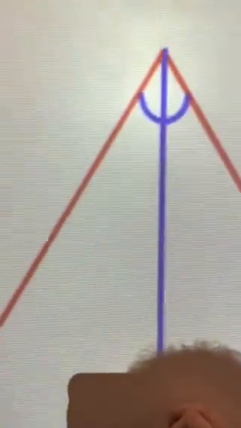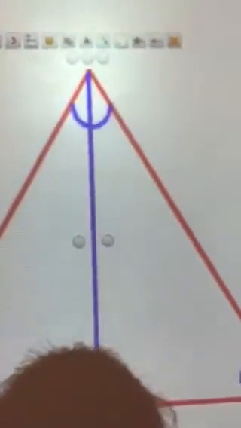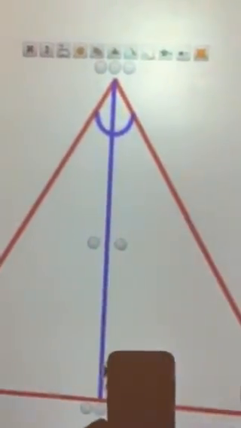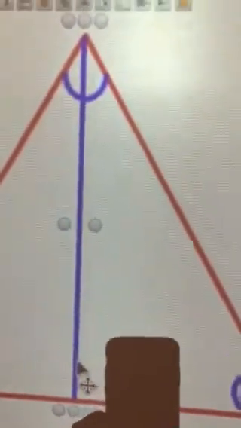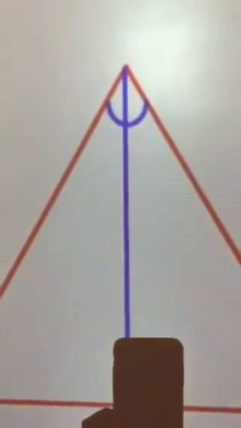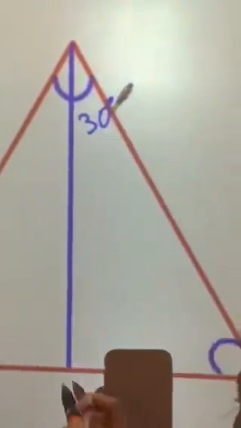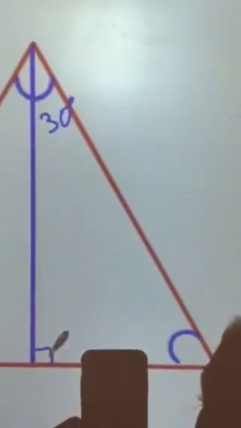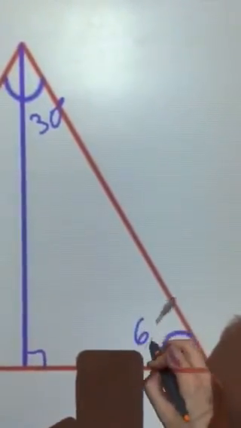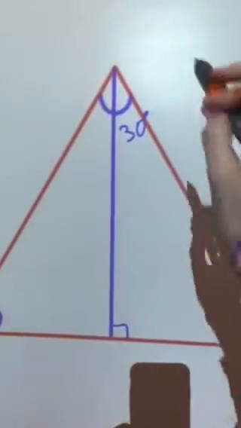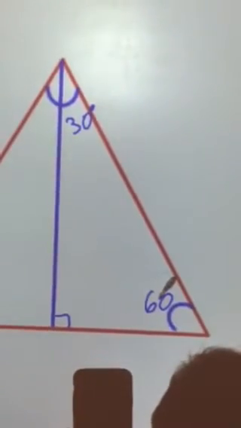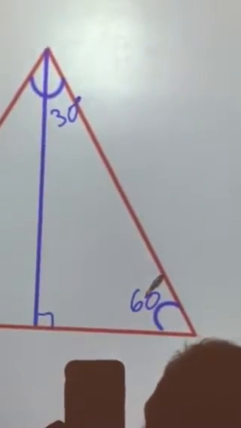Okay, so we draw an altitude. So you can see that would cut that top angle in half. So instead of it being 60 degrees, you now have 30 degrees here. You've got a 90-degree angle here. And of course, this is still 60 because it was a 60, 60, 60 triangle. Okay, so now we have a 30, 60, 90 triangle.